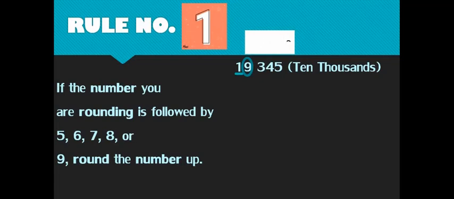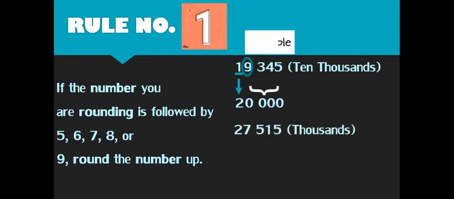In rounding up, we're going to add 1 to the digit that we're going to round off. So, 1 will become 2. 1 plus 1 is equal to 2. Then the rest of the digits to the right will become 0. So when we round off 19,345 to the nearest 10,000, we got 20,000.